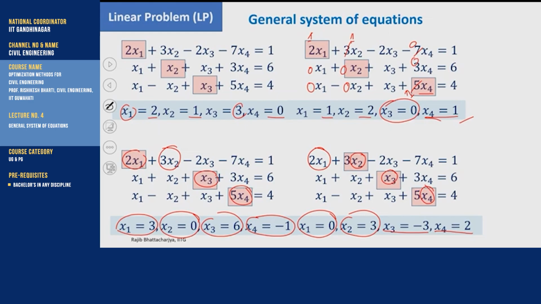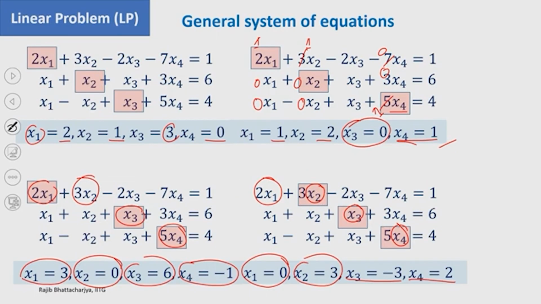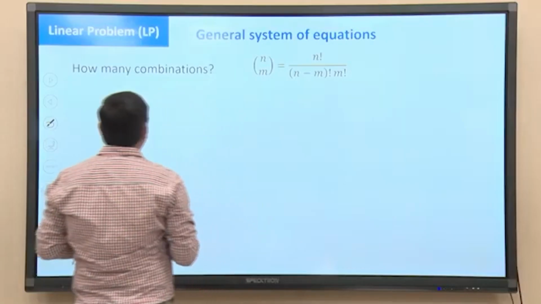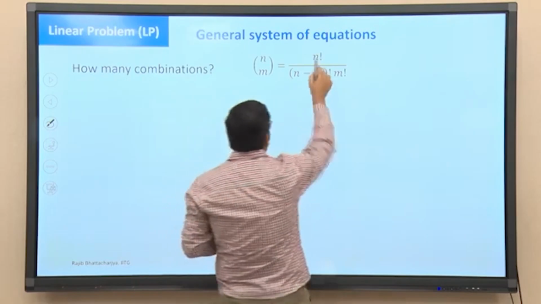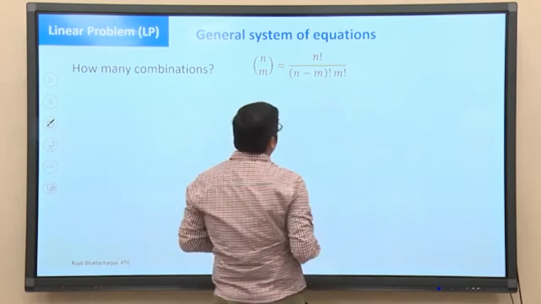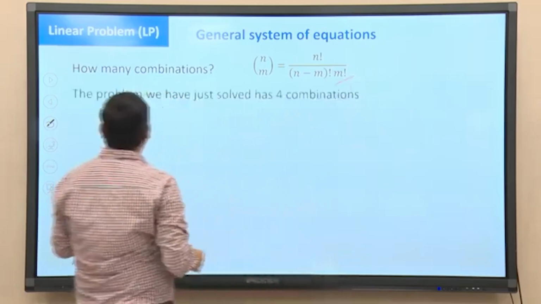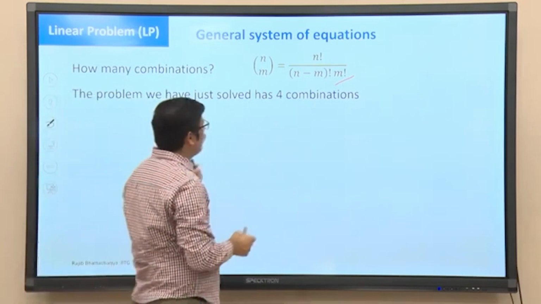So, in this case we have done a total of 4 combinations. First we considered x1, x2, x3, and second we considered x1, x2, x4, and the third one x1, x3 and x4. In the fourth one we considered x2, x3 and x4 as basic variables. So, how many combinations are we getting? Factorial n divided by factorial n minus m into factorial m. So, this many combinations we are getting. The problem we have just solved has 4 combinations.